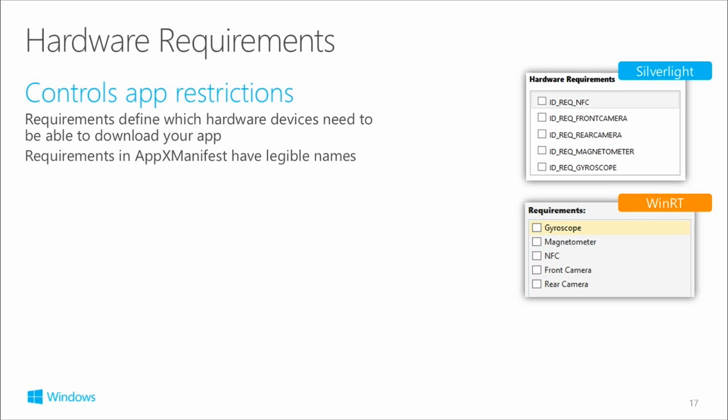So if you check one of these, then when the user is browsing the store on a phone that hasn't got a front-facing camera, they won't see any apps which have got that front-facing camera hardware requirement checked. So this is how you stop it getting installed onto phones where it won't run.